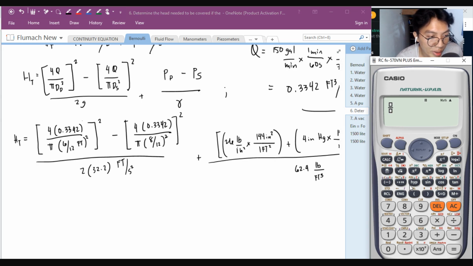Dire-diretso na tayo. Okay. Taas muna. Square mo. Minus. Square. Ayan na. Square na, di ba? So, 4 times 0.3342 for 1. Okay? Divide by pi times 6 over 12 squared. Square na. 4 times 0.3342 divide by pi multiplied to 8 divided by 12. I think that is 0.75. Hindi ako nagkakamali. Squared kasi 3/4 yan.